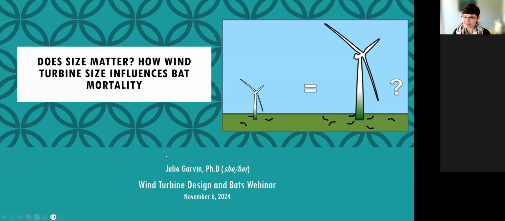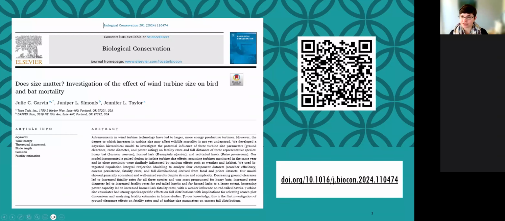So the paper that I'm talking about was published in Biological Conservation earlier this year. My co-authors Juniper Simonis and Jenny Taylor worked really hard over about 4 years to get this published. It was a pretty massive undertaking. It's an open access article. You can scan that QR code, or I've also provided the DOI link.